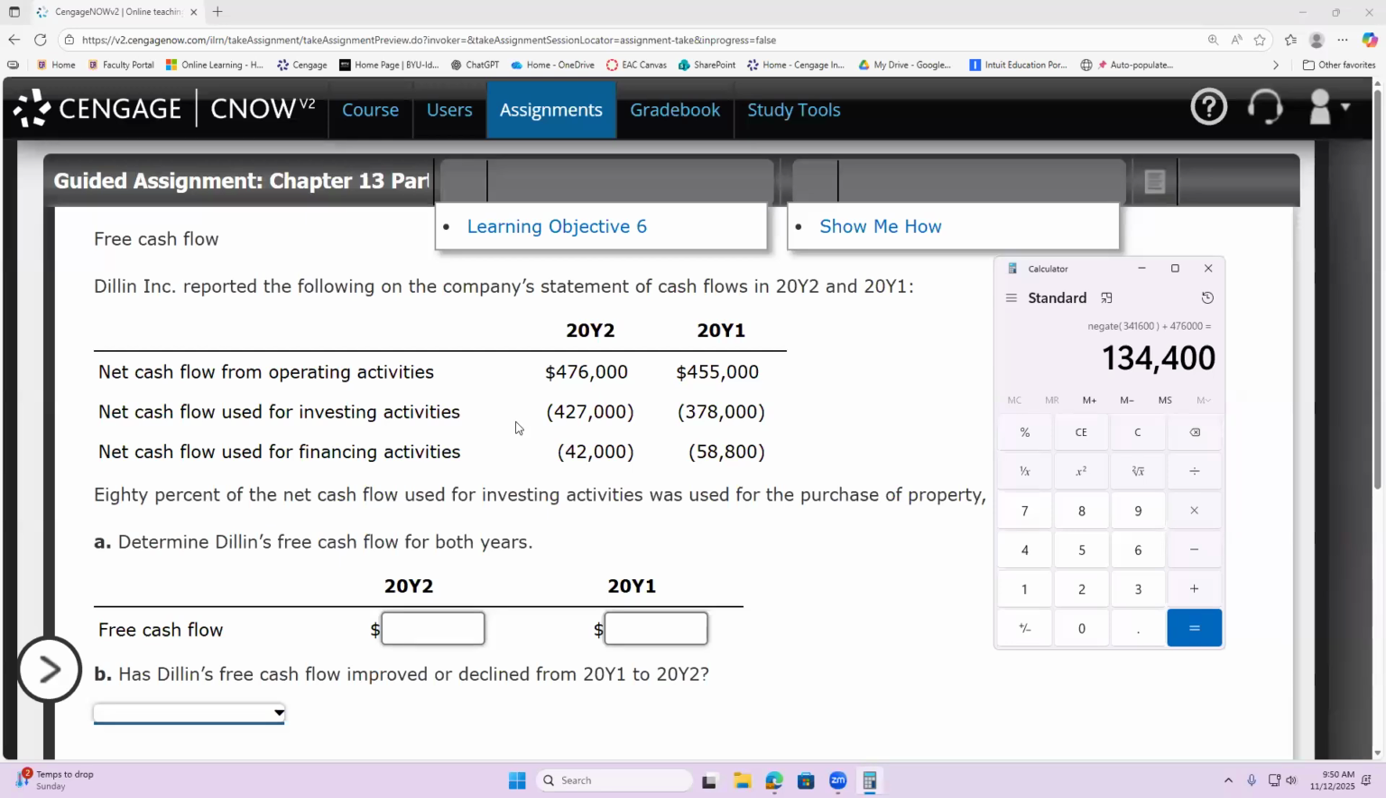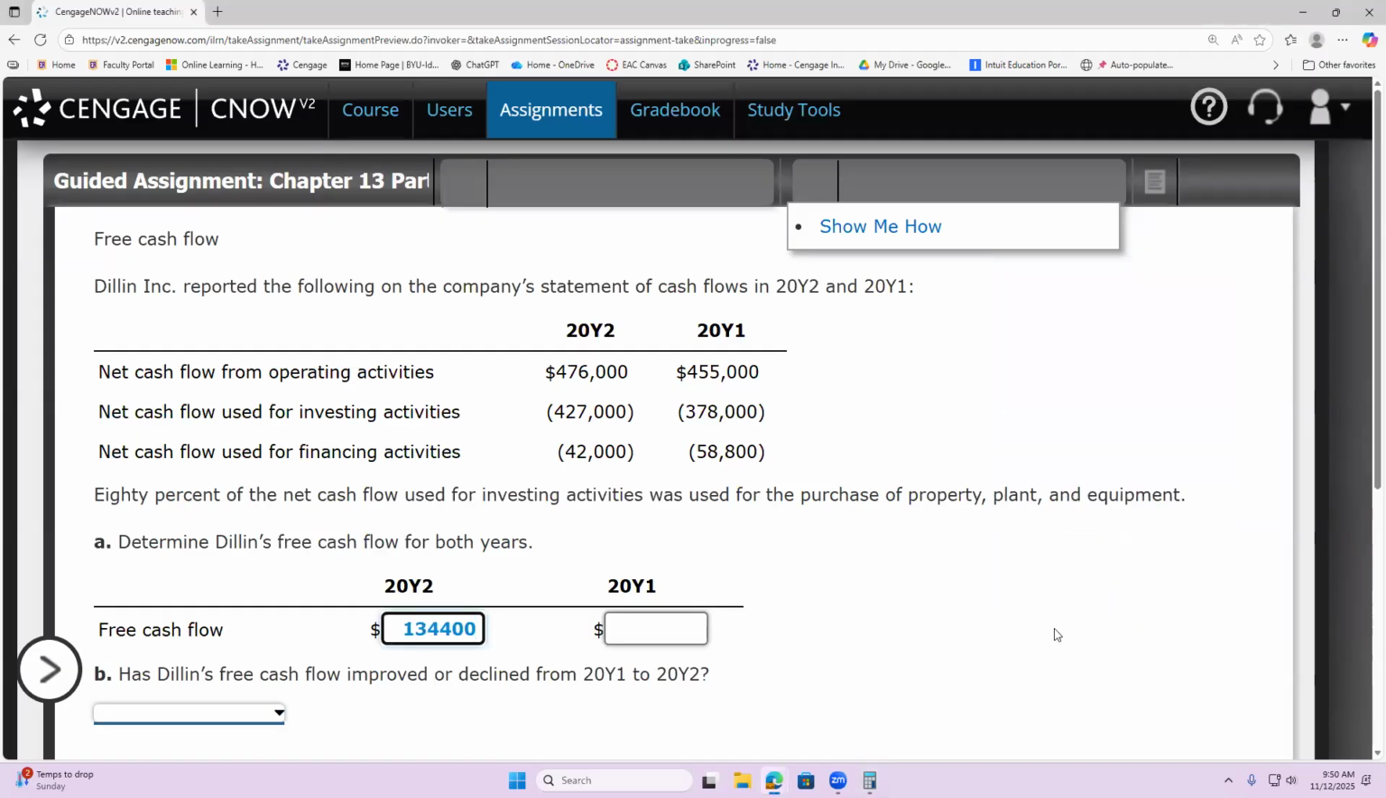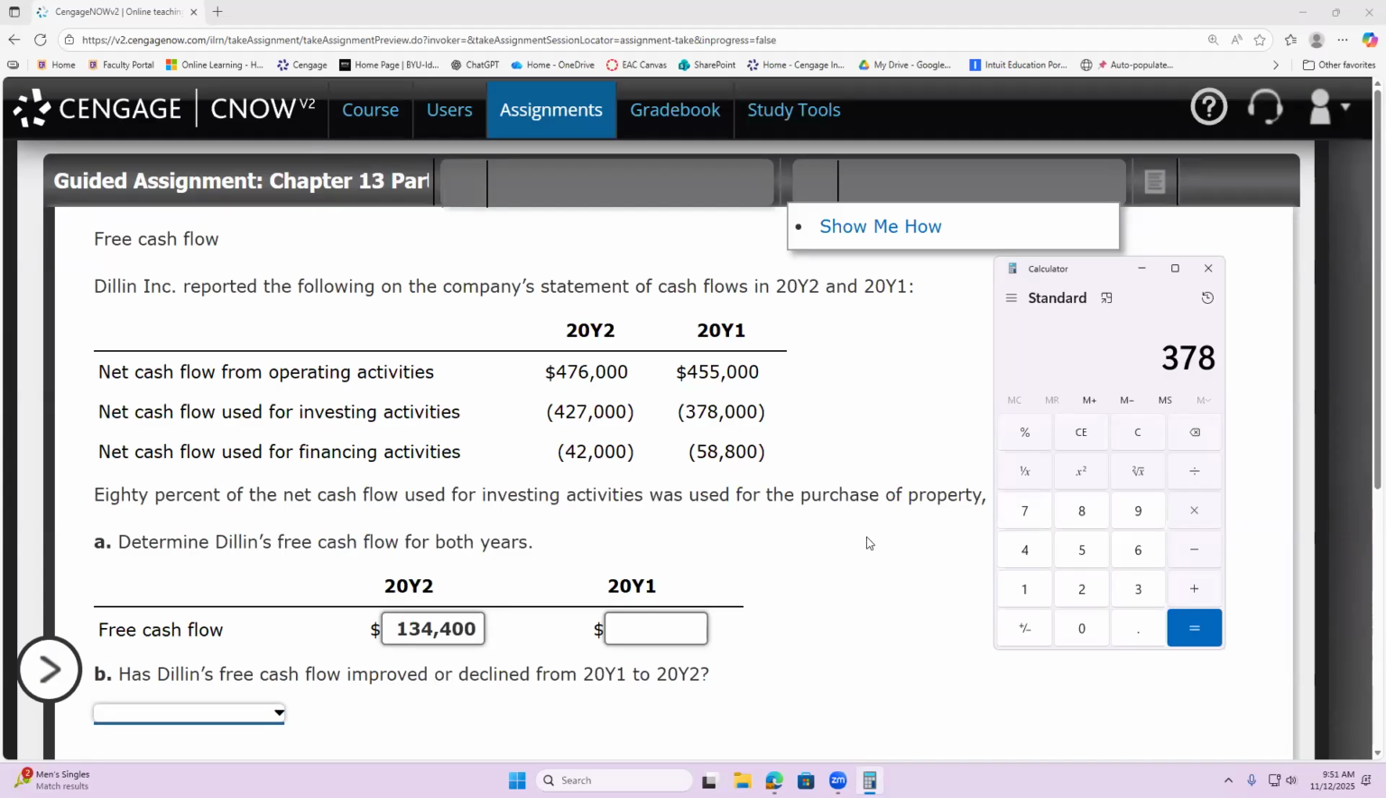So there are no records which are going to show us exactly how much cash you used to buy property, plant, and equipment. So it has to tell us 80% of your net cash from investing activities was used for property, plant, and equipment. So we take that amount times 80%, and then we subtract that amount from the net cash flow. So for the 2001 year, we'll do the same thing, 378,000 times 80%. That gives us the cash used to buy property, plant, and equipment. And then we'll subtract that from the net cash flow from operating activities.